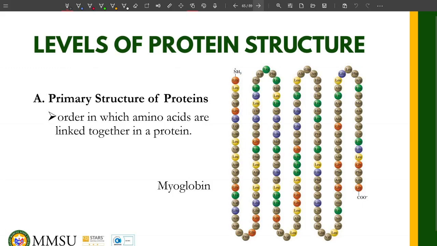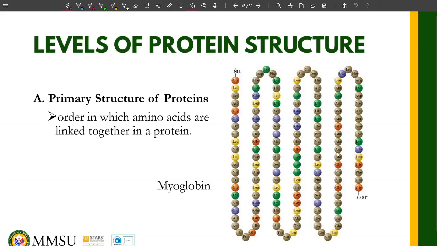Okay, so for the levels of protein structure, we have four: the primary, secondary, tertiary, and the quaternary structure of protein. So for the primary structure of proteins, this identifies the order in which amino acids are linked together in a protein. So bale, ang sakop ng primary structure is just the order of attachment ng mga amino acids mo to each other through the peptide bonds. So, yung parang arrangement ng amino acids mo.